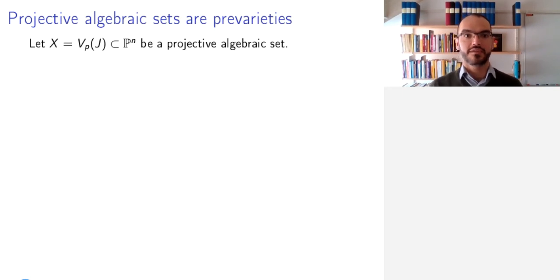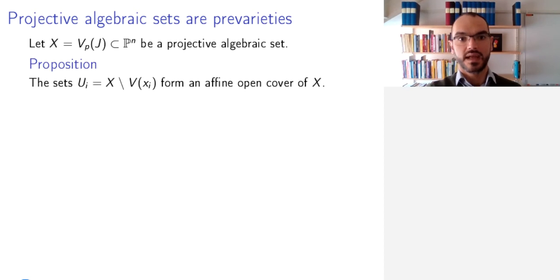Now we need to show that projective algebraic sets are prevarieties. So far we have them as ringed spaces with a sheaf of k-algebras of regular functions. So we need to show that they can be covered by affine varieties. So take a projective algebraic set X. It is going to be the vanishing set of some graded ideal J. And the claim is that if you look at the sets Ui, where from X you remove the vanishing set of the ith coordinate, these form an affine open cover of X.